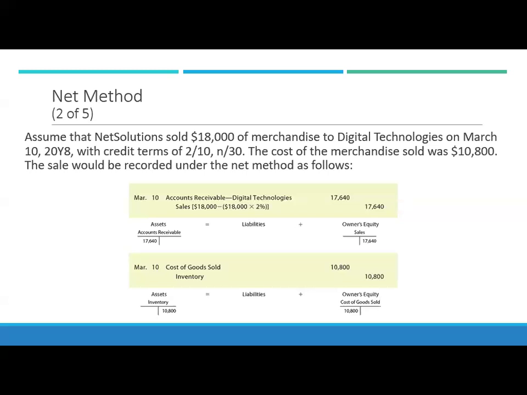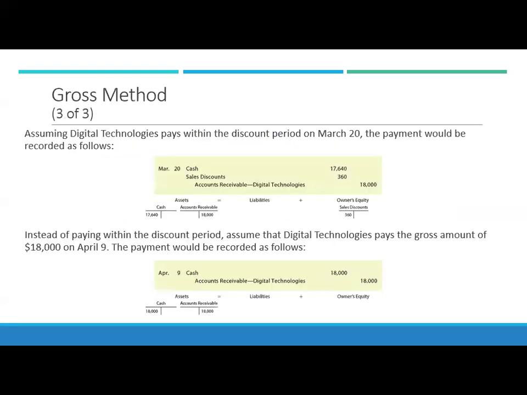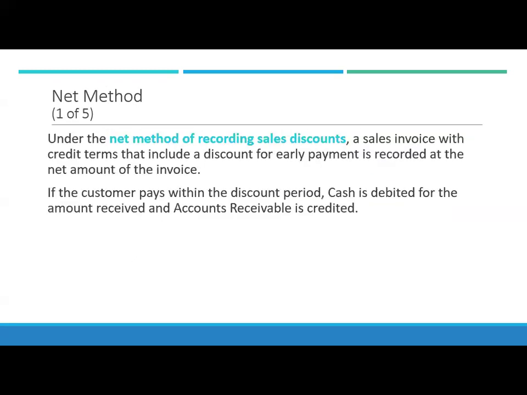So the net method is the GAAP method to record. The gross method can be recorded, but it has to be changed to the net method for actually being put on the financial statements, right? That sales discounts has to net out to sales eventually for it to be considered GAAP.